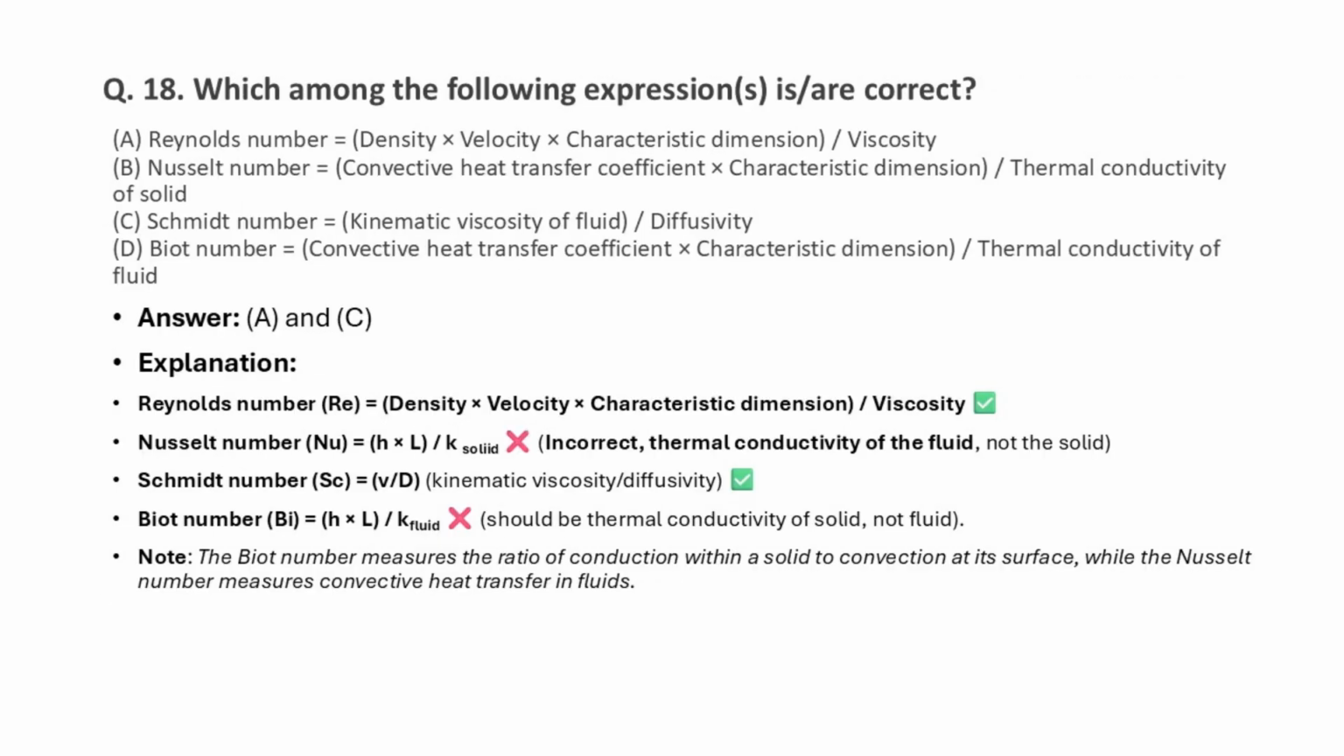Here, in this question, we are to find the correct equation. Options B and D are incorrect because the Biot number measures the ratio of conduction within a solid to convection at its surface, while the Nusselt number measures convective heat transfer in fluids.